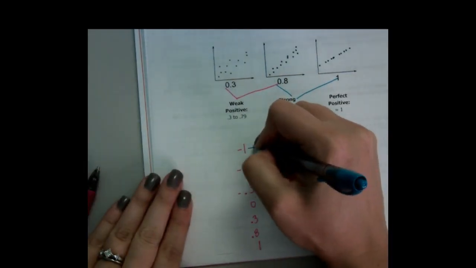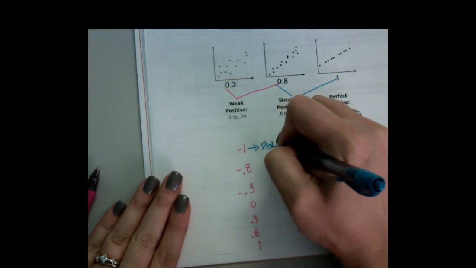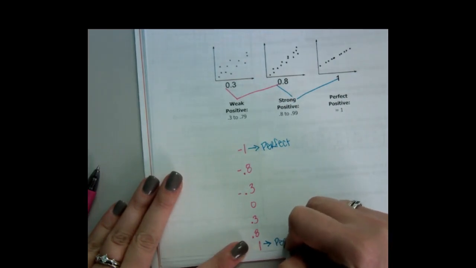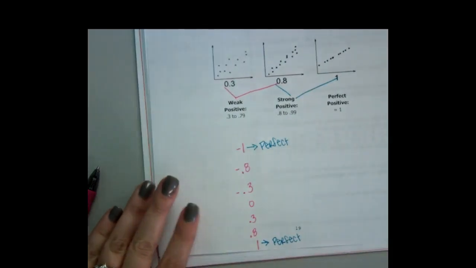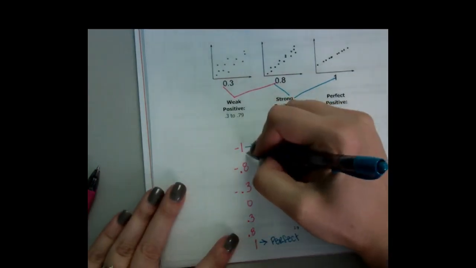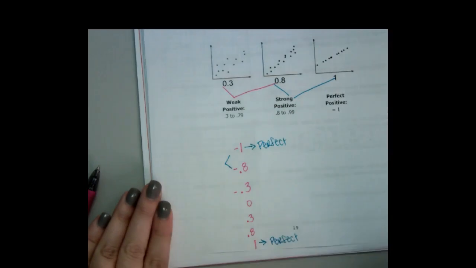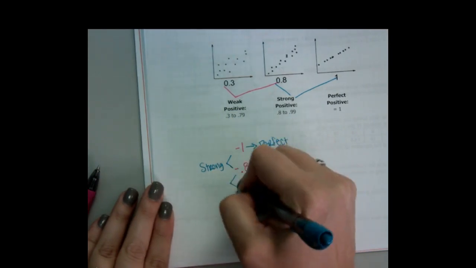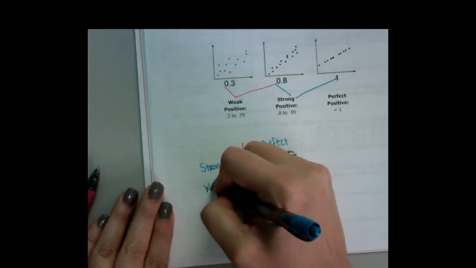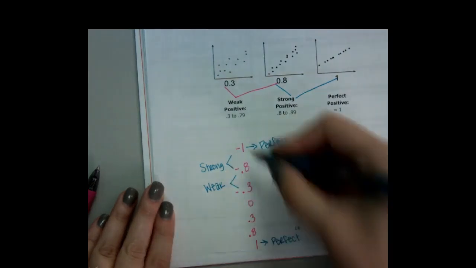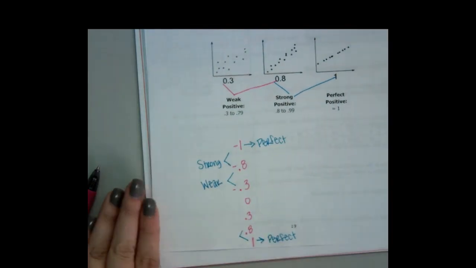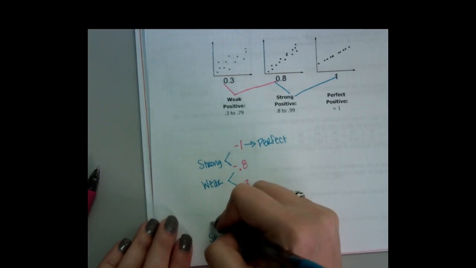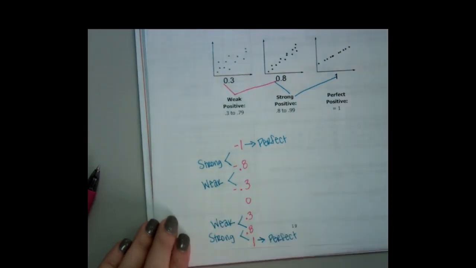So this one right here, if you are exactly that, you are perfect. And if you are exactly here, you are perfect. Okay? If you're somewhere in between those two, that is strong. If you're somewhere in between those two, it is weak. Same thing here. If you're somewhere in between those two, you are strong. If you're somewhere in between those two, you are weak.